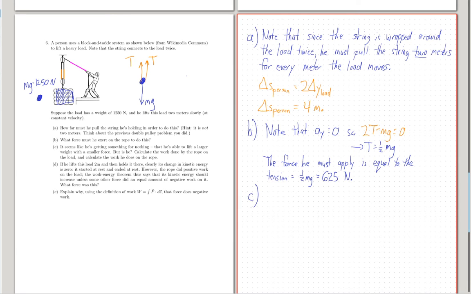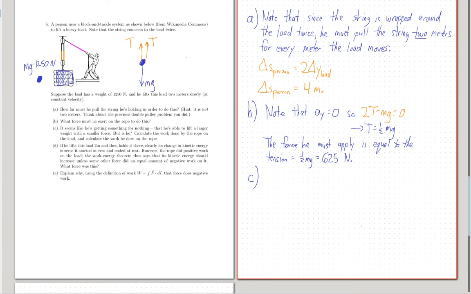Part C, though, we think about work and energy. So the work done, so we're just going to calculate the work twice. So the work done by the rope on the load, let's see, that's going to be force times displacement, which is going to be here the change in height. It moved 2 meters.